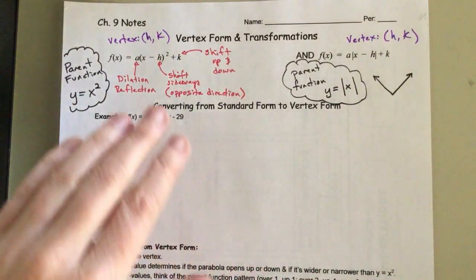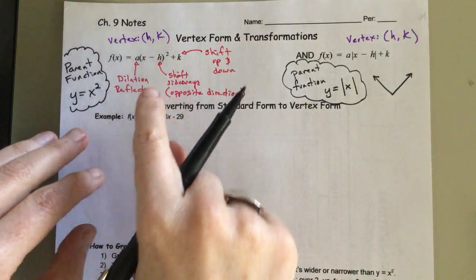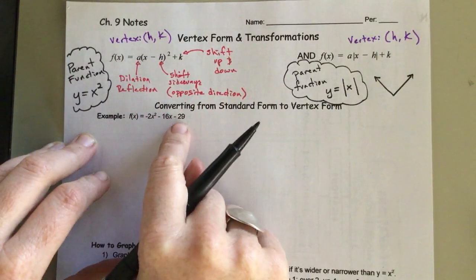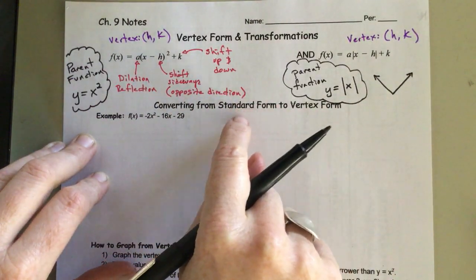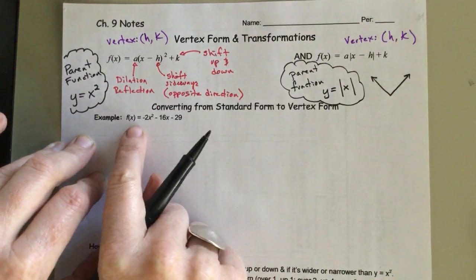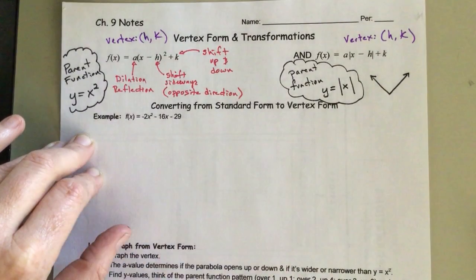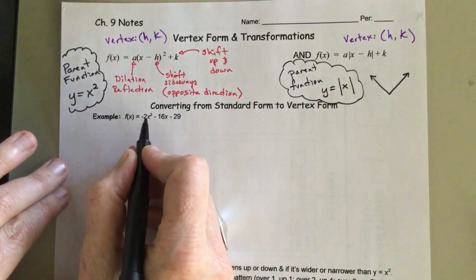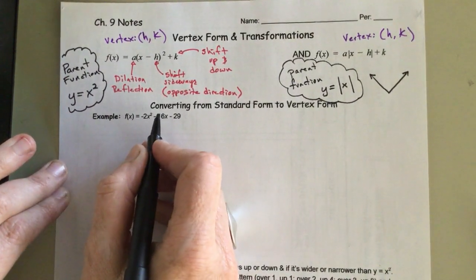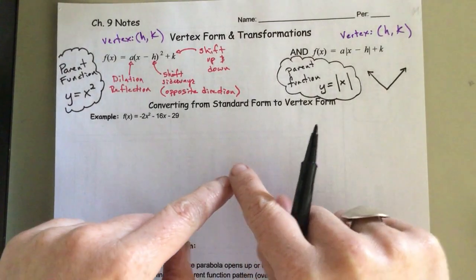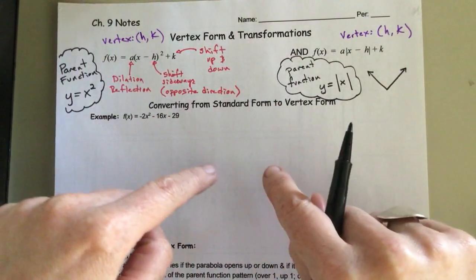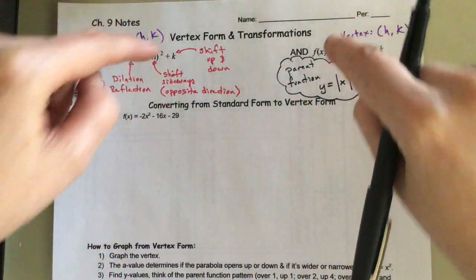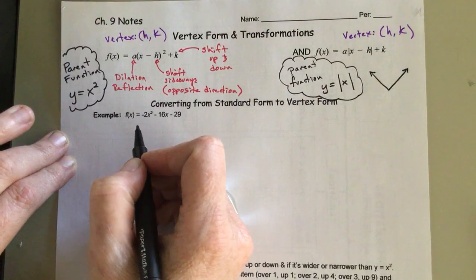So how do we get a quadratic function into vertex form from standard form? Well, I've given you a really yucky looking problem here. The first thing we're going to do is convert this to vertex form, because if you know your vertex, you can just follow the pattern out. Over 1, up 1. Over 2, up 4. Over 3, up 9. So let's get this into vertex form.